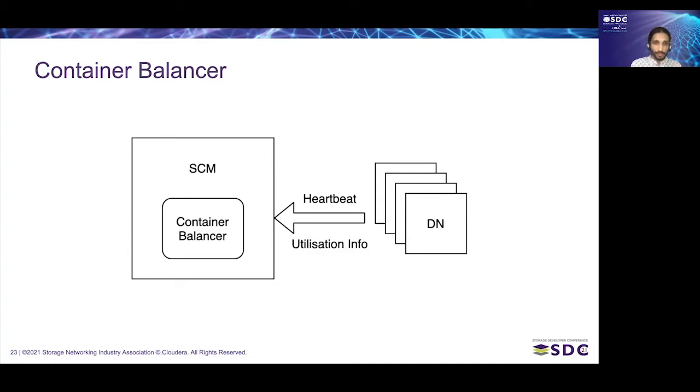Whereas in Ozone, the balancer is part of SCM, and so there are no separate RPCs involved. It can use the interfaces provided by the SCM components in order to do the balancing. Since the data nodes are heartbeating and providing utilization info every heartbeat to SCM, container balancer can use that same information for deciding which data nodes and which containers need to be moved.